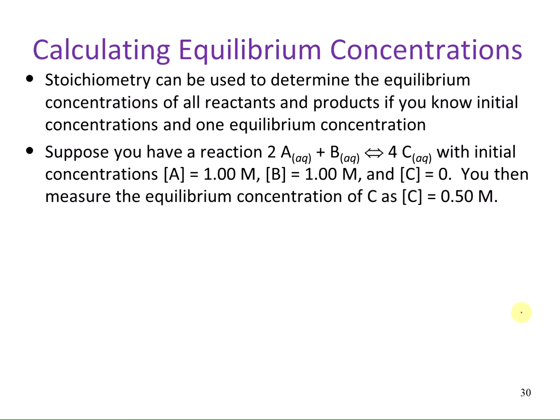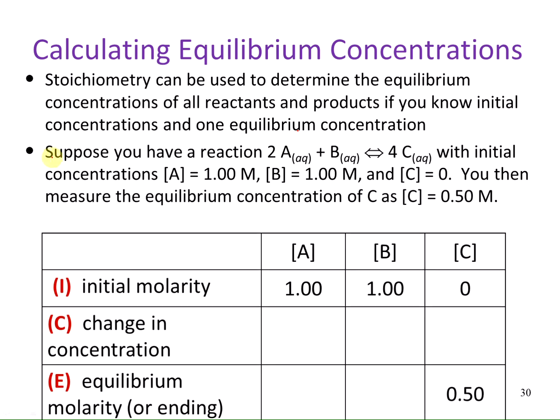So, calculating the equilibrium concentrations. Stoichiometry can be used to determine the equilibrium concentrations of all reactants and products if you know the initial concentrations and one equilibrium concentration. Let's suppose you have a reaction where 2A molecules combine with B to make 4 equivalents of C product, with initial concentrations of A at 1 molar, B 1 molar, and C you have none. You then measure the equilibrium concentration of C as 0.5 molar.